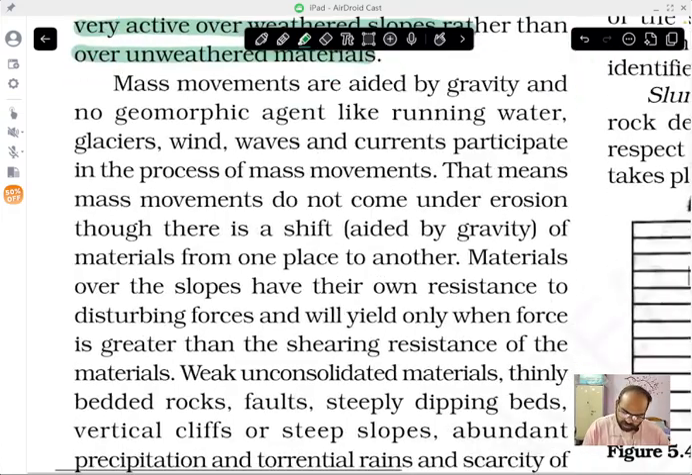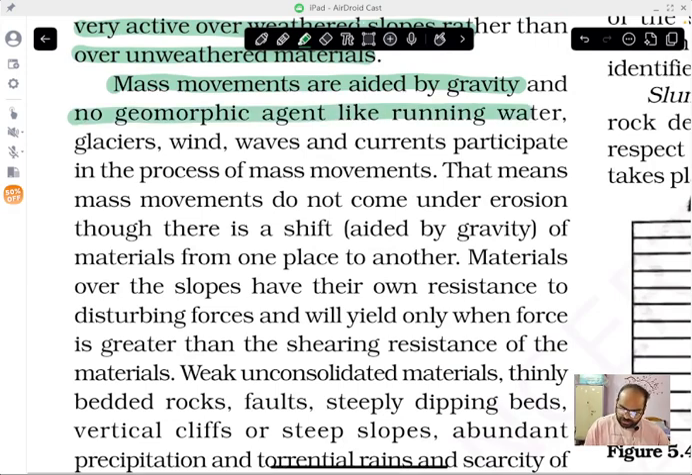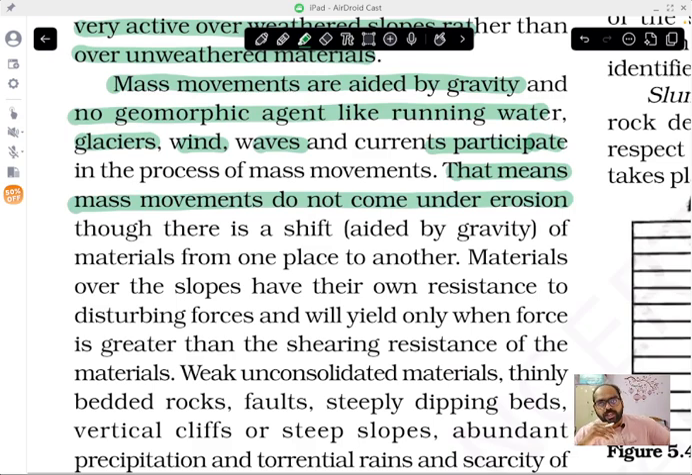And mass movements are aided by gravity, and no geomorphic agent like running water, glaciers, winds, waves, and currents participate. That means mass movements do not come under erosion. Weathering does not come under erosion because why? In weathering we cannot see transportation of materials. Likewise, mass movements also do not come under erosion. Because for mass movement to happen, the gravitational force is necessary, but not geomorphic agents like wind, water, waves, currents, etc.